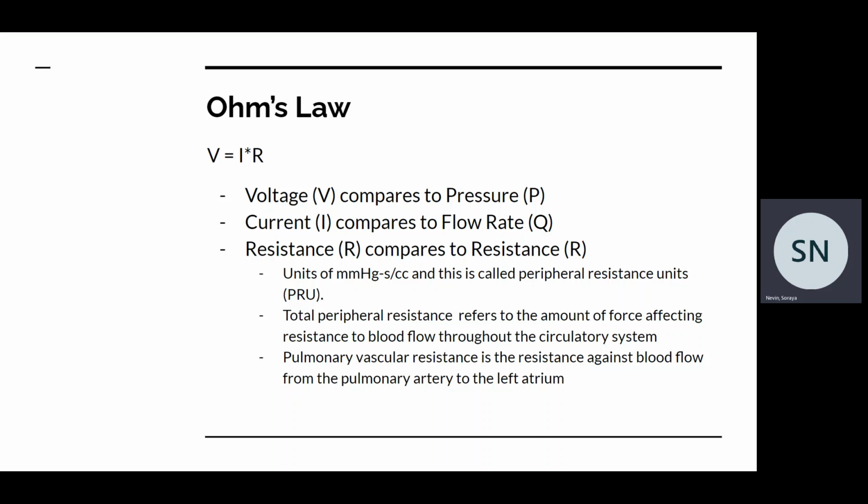The units for resistance are called peripheral resistance units, PRU. Total peripheral resistance refers to the amount of force affecting resistance to blood flow throughout the circulatory system. Pulmonary vascular resistance is the resistance against blood flow from the pulmonary artery to the left atrium.